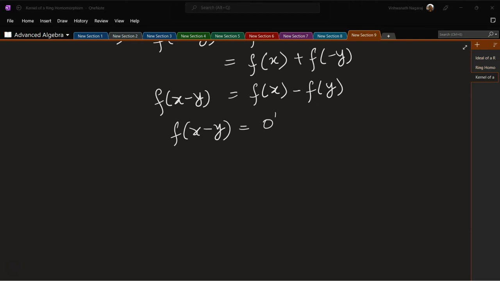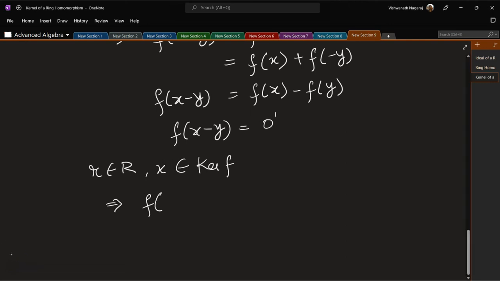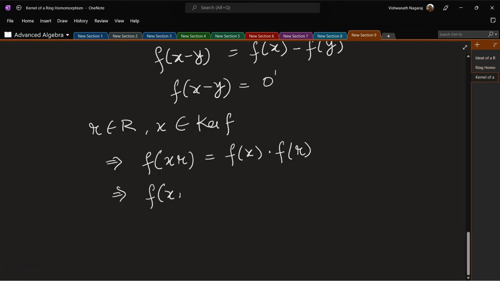Now let's look at the product. Let's say r belongs to R and x belongs to the kernel of f, which basically implies, based on the definition itself, that f of x times r is equal to f of x times f of r, which implies that f of xr is equal to, x is an element which belongs to kernel of f, so that is 0 prime times f of r, which implies f of xr is equal to 0 prime.